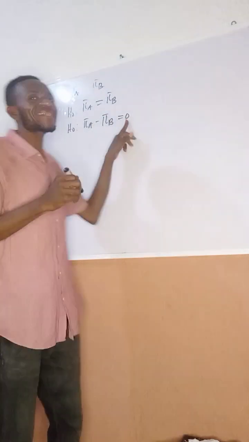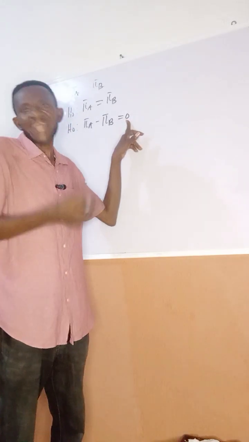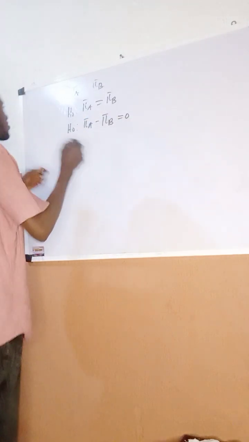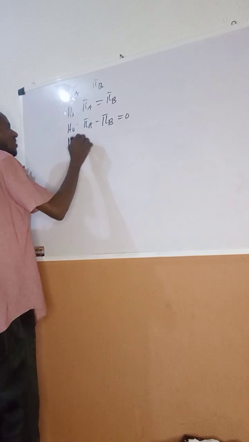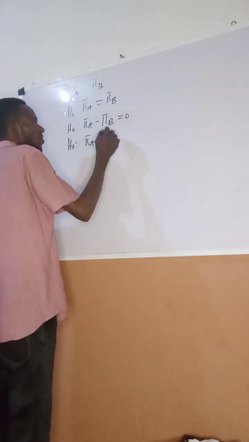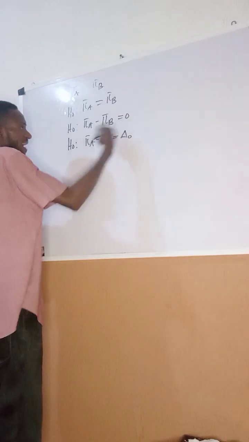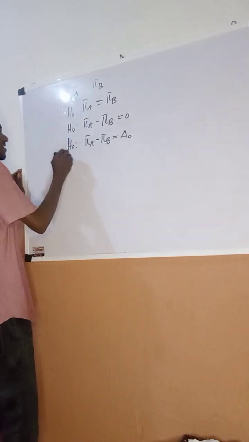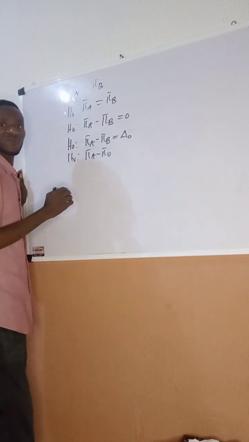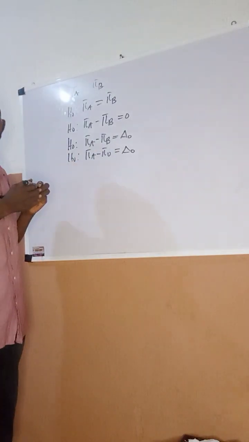But it might not necessarily be 0 at times. So you see them using something like delta 0, that the change is very close to 0. That's what they mean by delta 0. So you can see them stating something like this, H subscript 0, that pi A minus pi B equals delta 0. And of course, this can be written as H subscript 0, that pi A minus pi B is equal to delta 0, which is exactly what I have here.